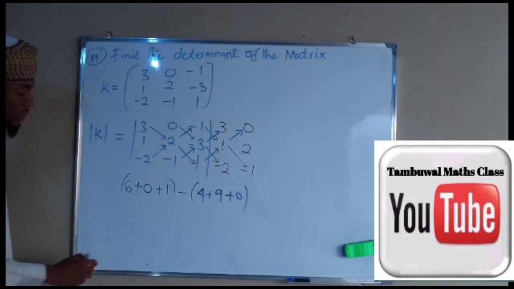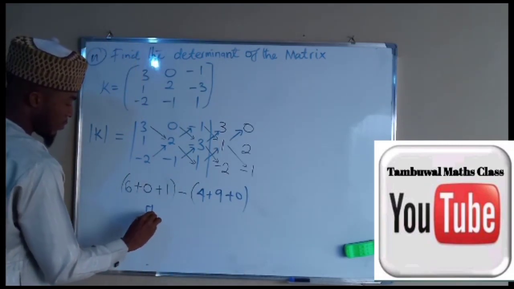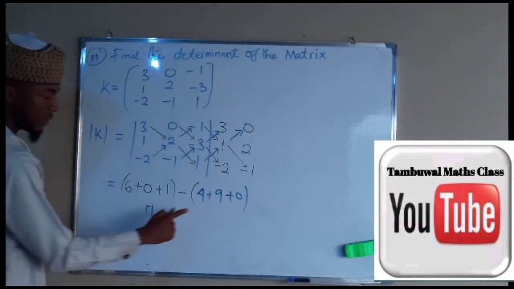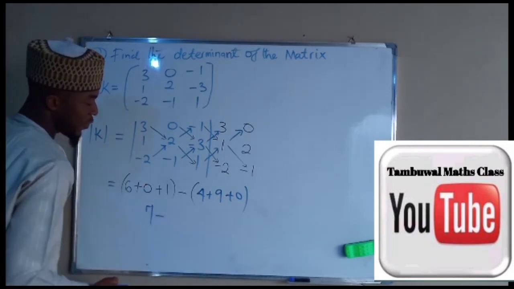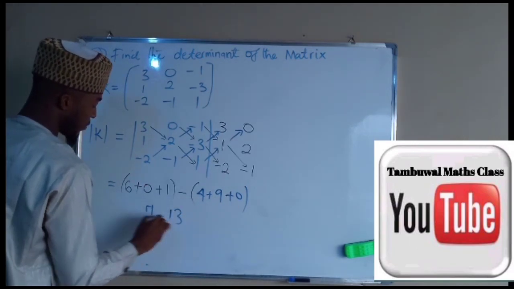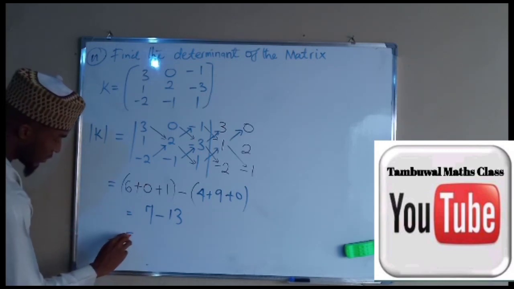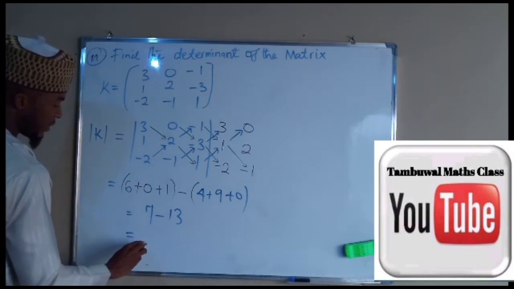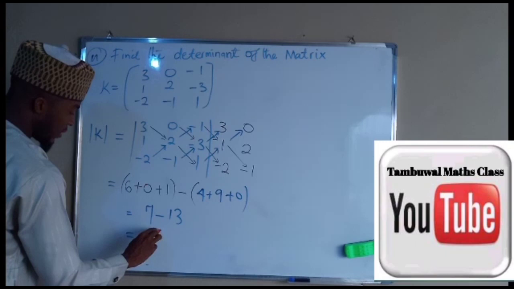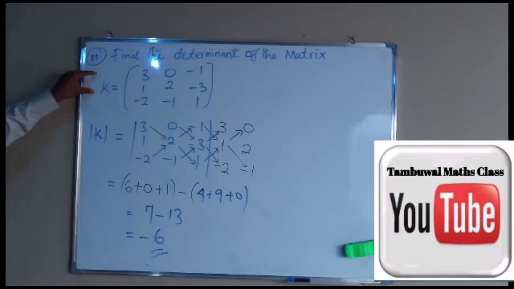Then we simplify. 6 plus 0 plus 1 is 7. Minus 9 plus 4 is 13, plus 0 is 13. Then 7 minus 13 is negative 6. Negative 6 is the determinant of this matrix K.